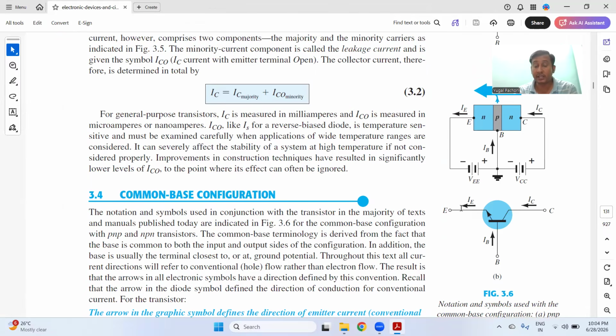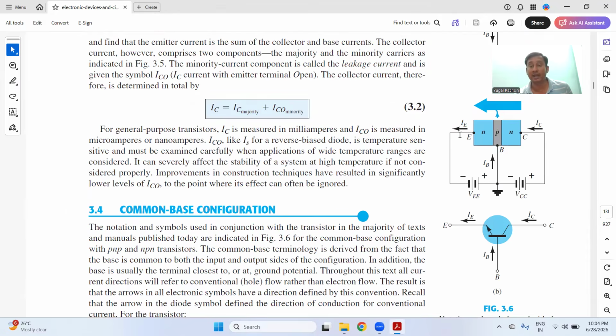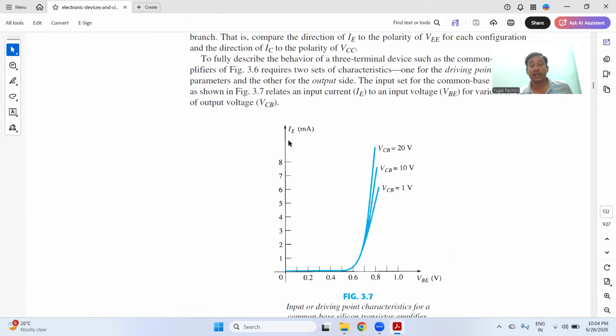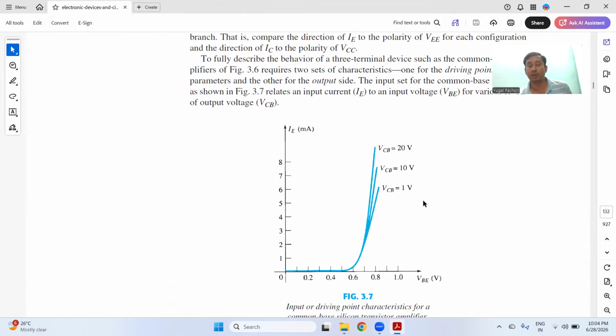So the input current for the common base is IE and the output current is IC, and base is common, so the common current is IB. Input characteristics are drawn between the input voltage and input current. The input current, if you see, is IE. And the input voltage is VBE, the base to emitter voltage. So it is denoted by VEE or VBE, and the output voltage is kept constant. So this is the input characteristics of the common base configuration.